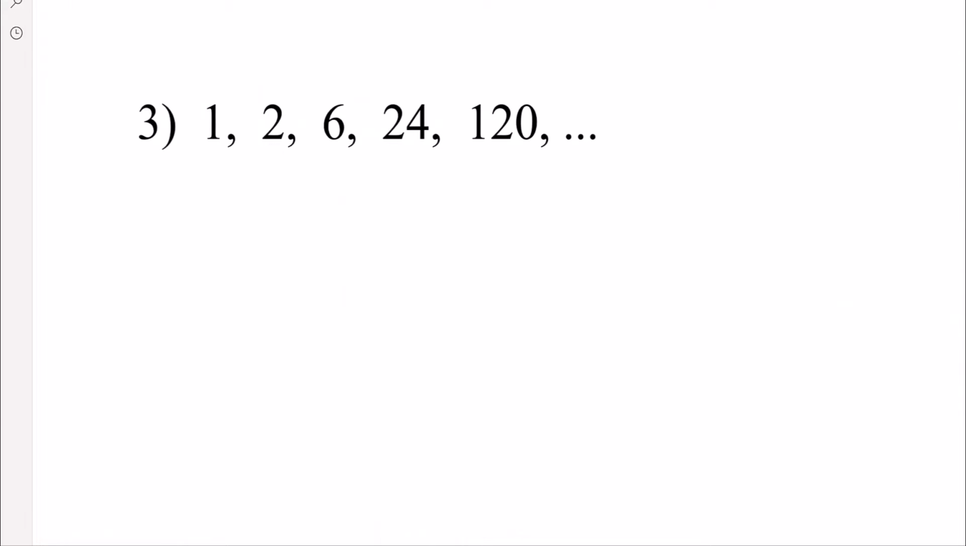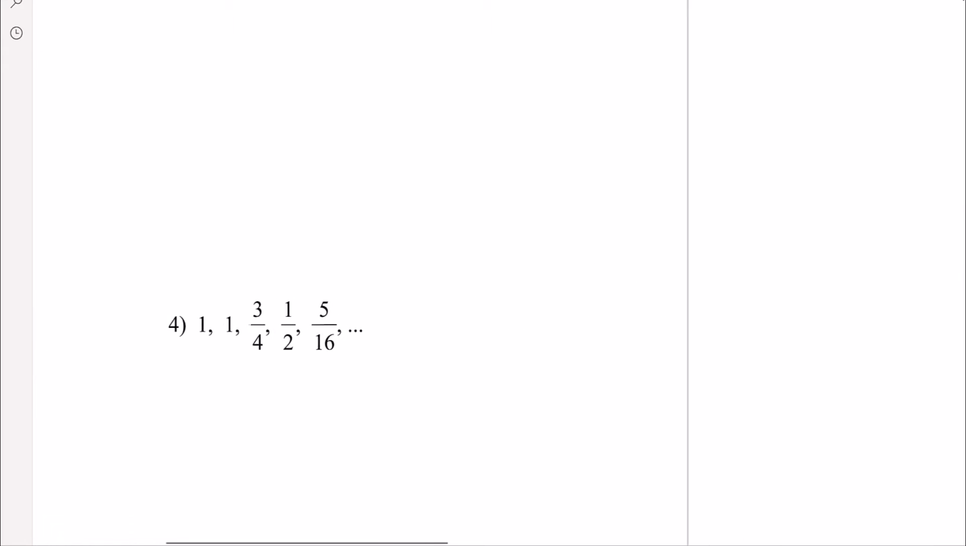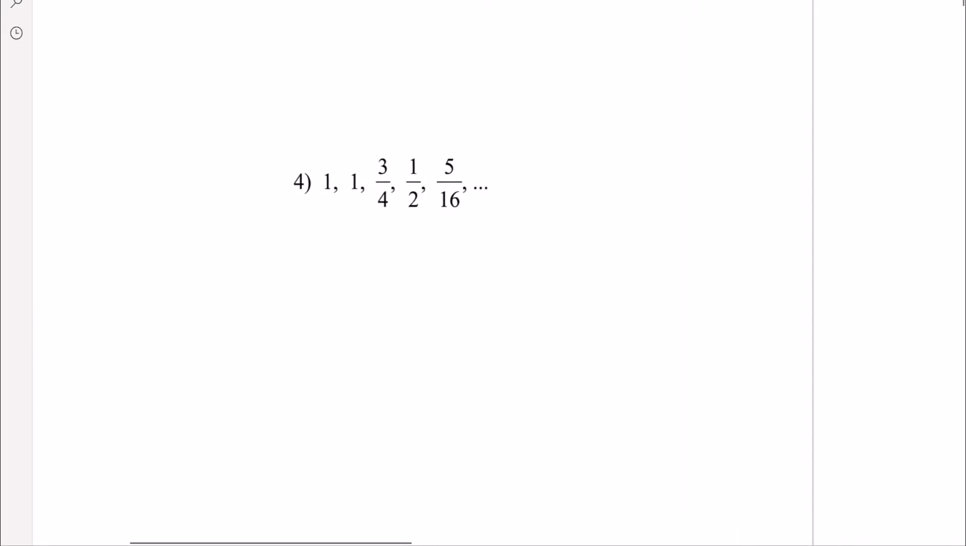Now you can look at this one right here and you can say, well, the difference between those two is 1, then 4, then 18. So we know it's not arithmetic. Let's try the division. 2 divide 1 is 2. 6 divide 2. Not the same ratio. So this is also a neither. Let's see if we can find one that is going to be the same.